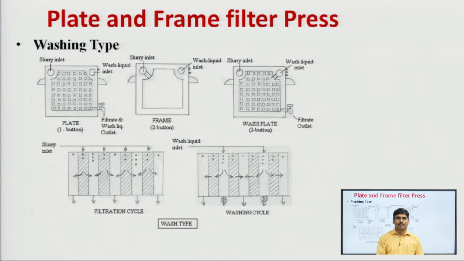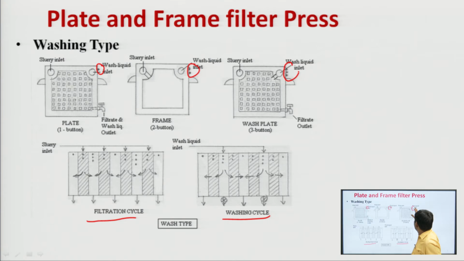Washing type. The second type of plate and frame filter press is the washing type. In the washing type, there are two cycles, one is the filtration cycle and the other is the washing cycle. In this case, 1 button is the plate, 2 buttons the frame, and another plate is used, called the 3 button plate.